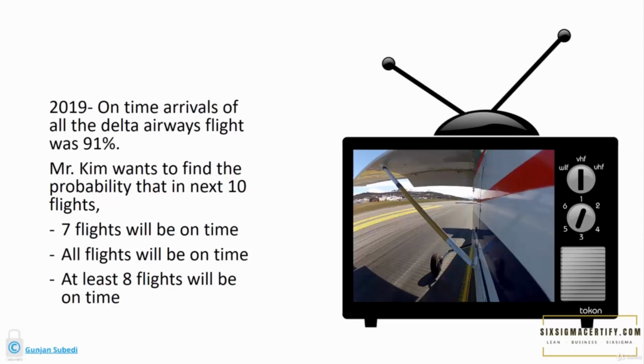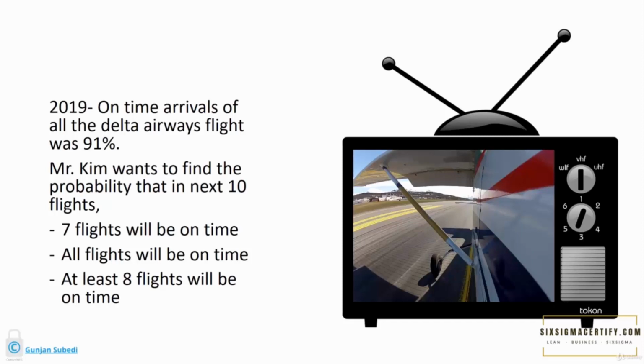For example, if you toss the coin, then the probability of occurrence of the head is 50% and tail is 50%. So if you repeat tossing a coin a number of times, it follows the binomial distribution. Now in this example, we are going to study the binomial distribution with an example. In 2019, the on-time arrivals of all the Delta Airways flights was 91%. Mr. Kim, who was the air traffic controller, wants to find out the probability that in the next 10 flights, 7 flights will be on time.